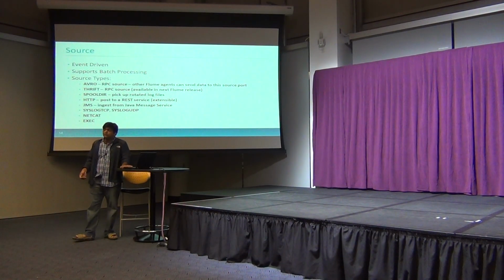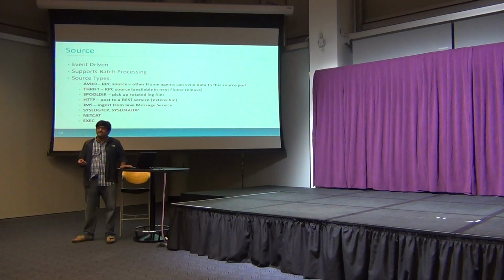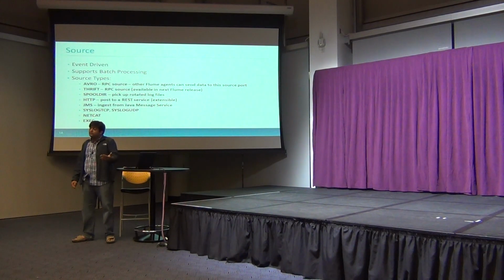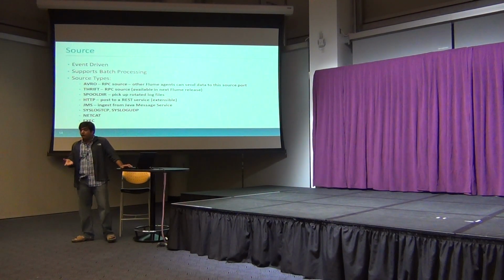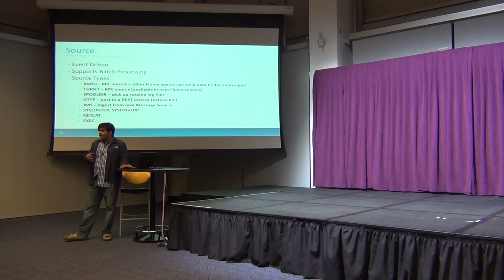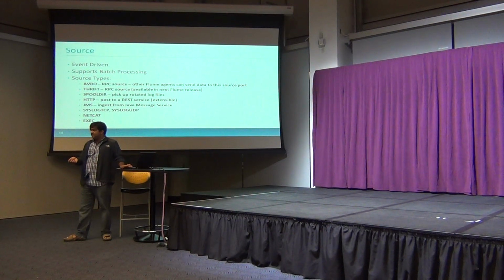The spooling directory source is a source which picks up files in a particular directory, and it assumes those files are immutable. So what we usually recommend is that when you rotate your logs, you move them to a different directory which the spooling directory source reads from. It will read them based on how you configure it. The default is to read line by line, but there's also a way of reading Avro data. You can plug in your own serialization format and say, this is how you read the data.